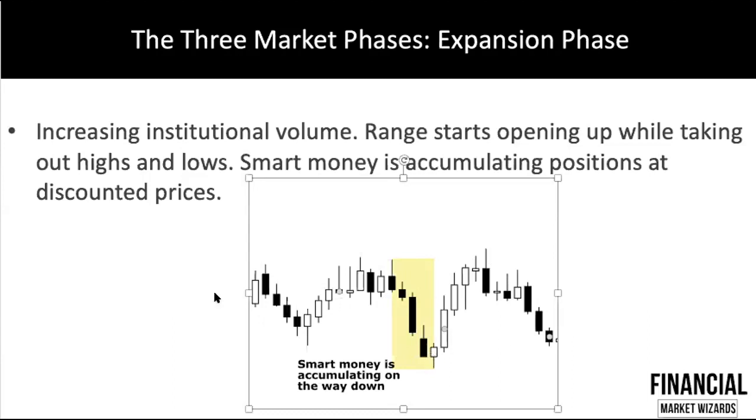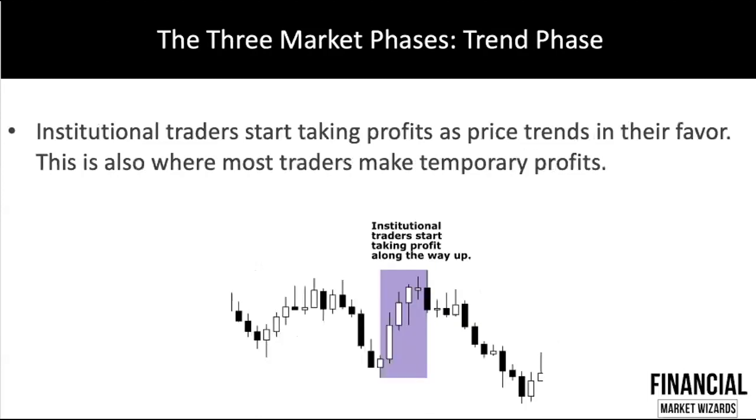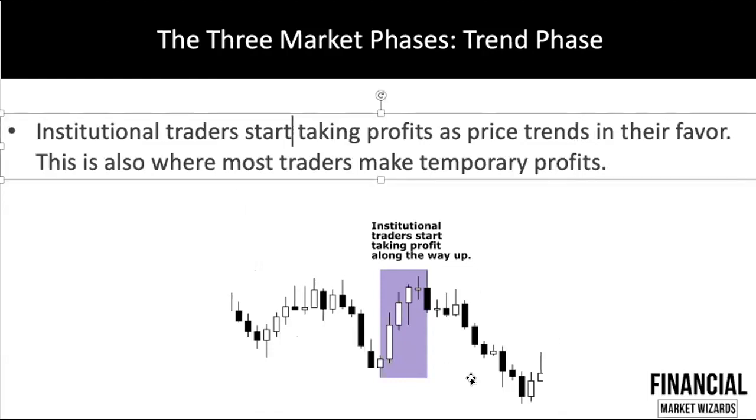Okay, so what happens after they accumulate? Basically there's a change of hands. The retail traders are selling to the institutional traders who want to bring prices up. Okay, so what happens next is the trend phase. Institutional traders start taking profit as the price goes up.